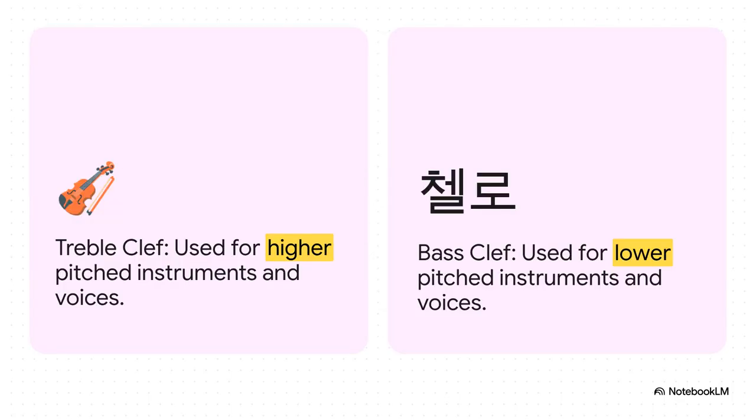So here's the main takeaway. The treble clef is your guide for the high notes. Think instruments like flutes, violins, or the right hand on a piano. The bass clef, well, it covers the low end, for cellos, tubas, and the left hand on a piano. 2 different clefs for 2 different ranges of sound.